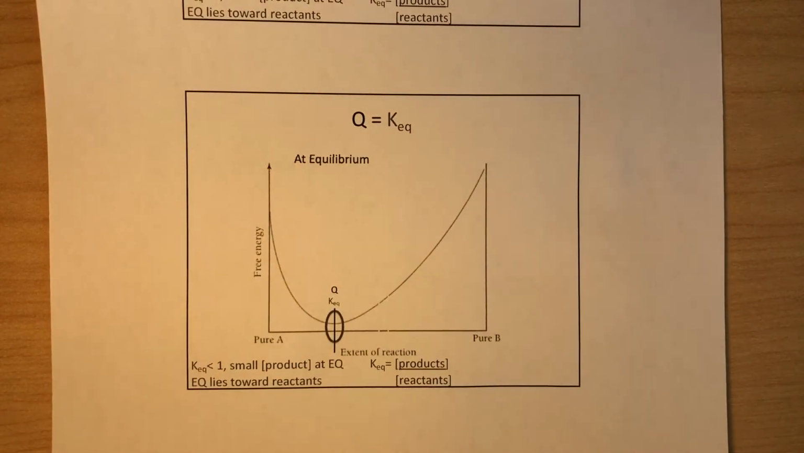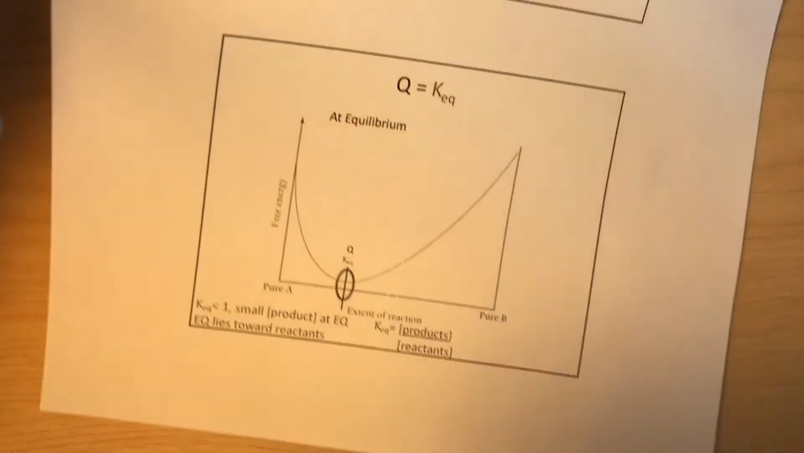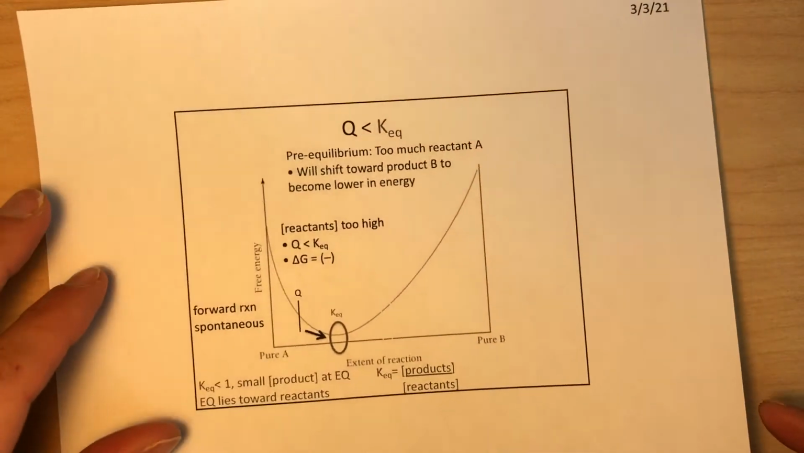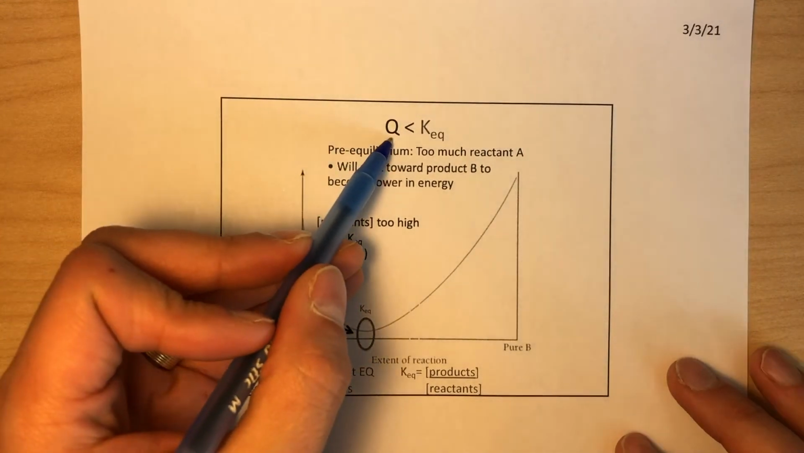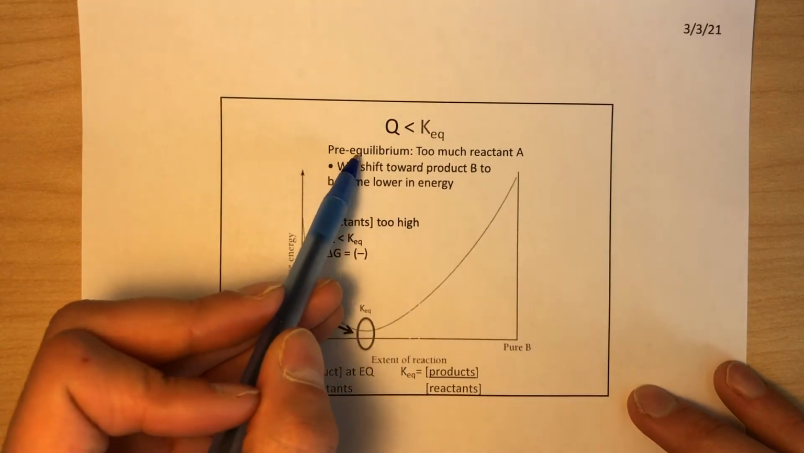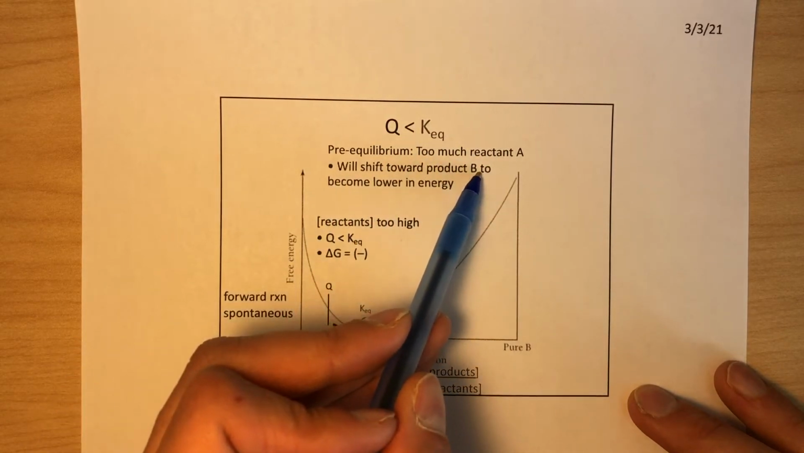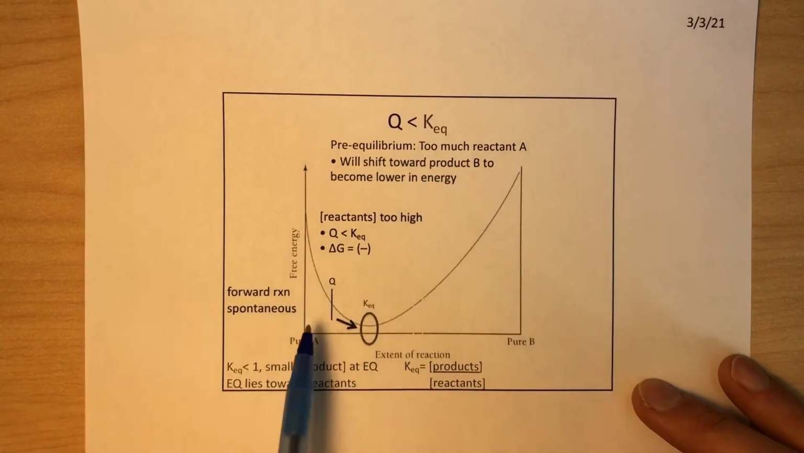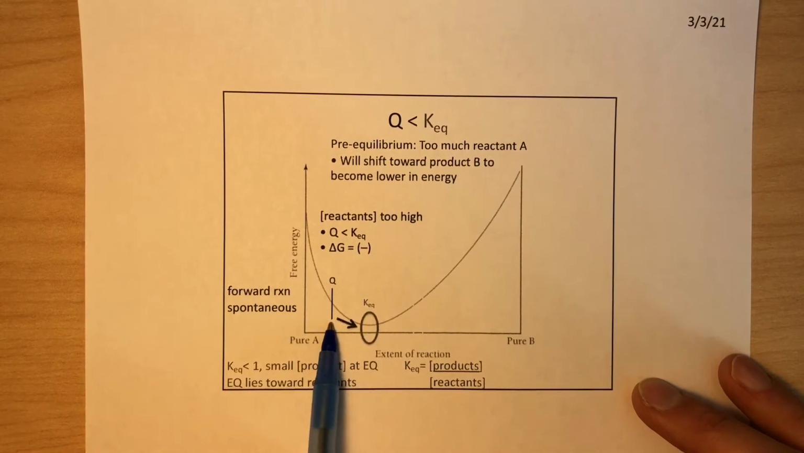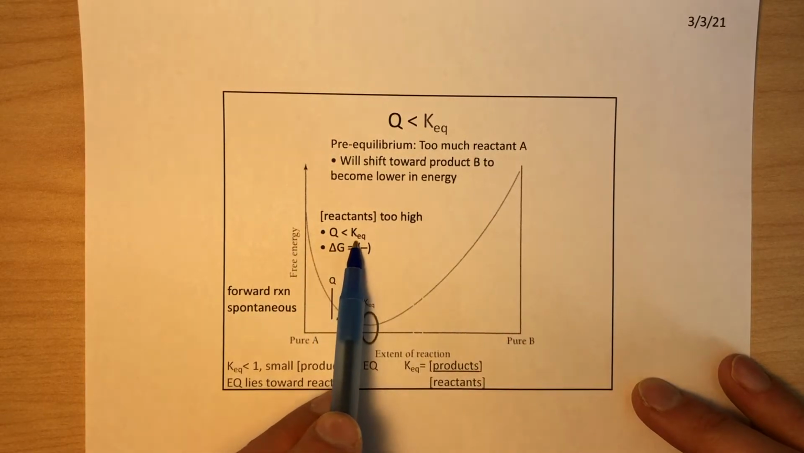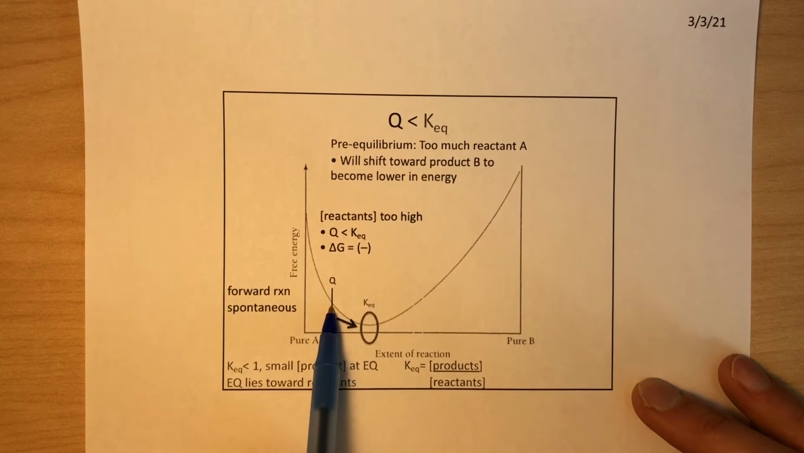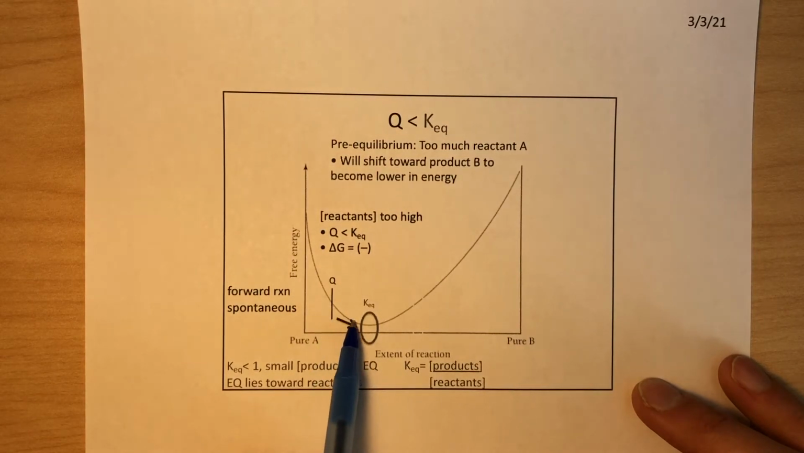In another example, for the same reaction, we can see a situation where Q is less than K. This is a pre-equilibrium situation where we have too much reactant A, and that will shift towards product B to become lower in energy. Here, we have our system that's pre-equilibrium. We have too much reactant, so it is on the left. So here's a situation where Q is less than K. And in order to reach equilibrium, Q needs to shift towards the product so that Q can reach K.